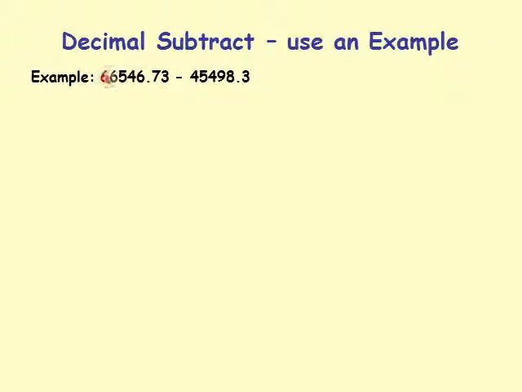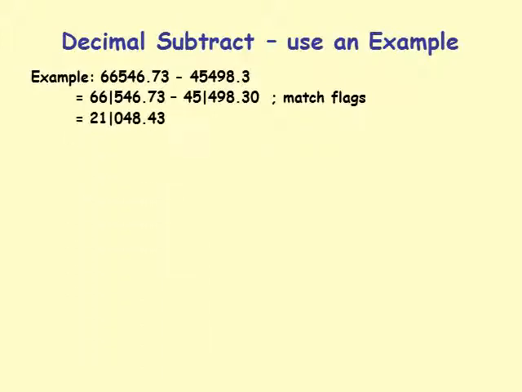There are 2 digits to the right of the decimal in the first number, and there's only 1 digit to the right in the second number. So minus 2 is the flag here and minus 1 is the flag there. Now we add a 0 to the right. Now there are 2 decimal positions after the decimal here and 2 after the decimal in the first number, so the flag values now do match. Now we can subtract. 66 minus 45 is 21. 546 minus 498 is 048. And 73 minus 30 is 43. So it's 21048 decimal 43.